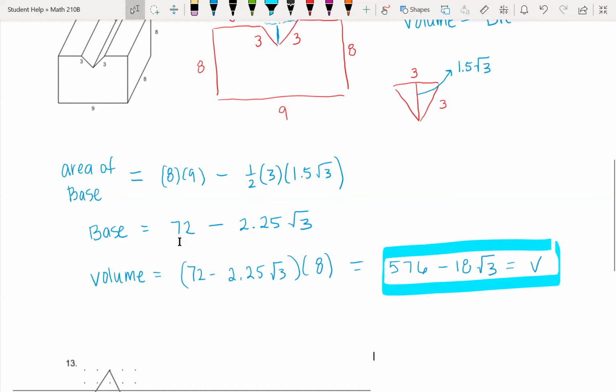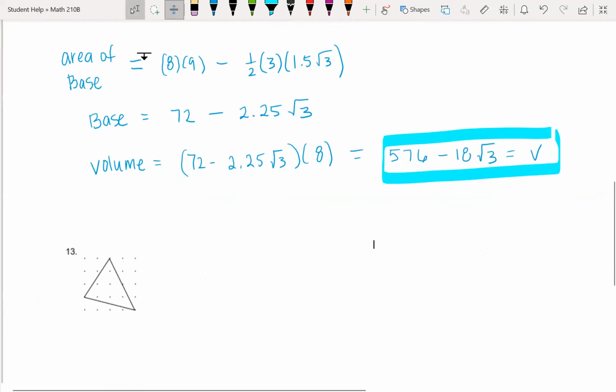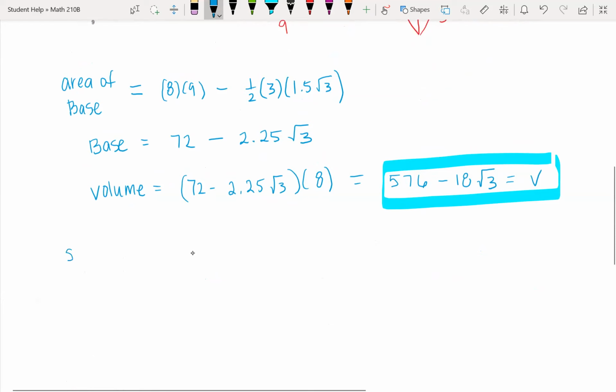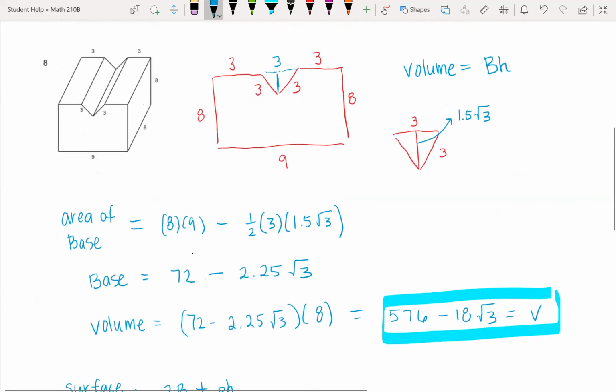All right, let's tackle the surface area next. Let me move this down. For the surface area, we have 2 bases, and then we'll take the perimeter of the base shape and multiply it by the height. What's going to happen is it's going to take all of the sides and add them all together. When we take the perimeter going around the shape here and multiply it by the height, it'll get all of the sides together, right?